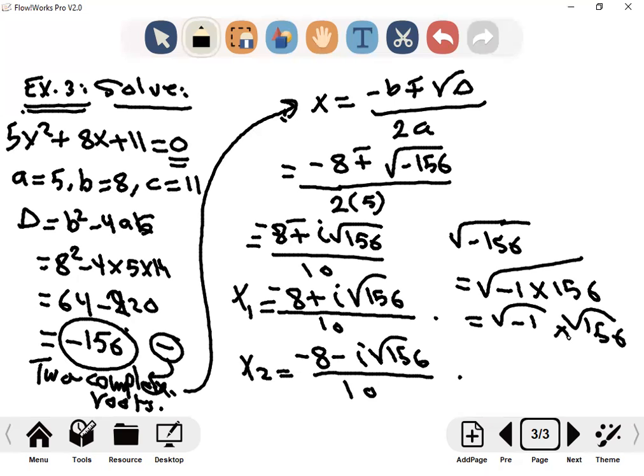Square root of -1, how much? What's the square root of -1? i. This is i. Multiply this. If it's an integer, put it. Decimal, leave it. That's why I wrote it i with the square root. Done?